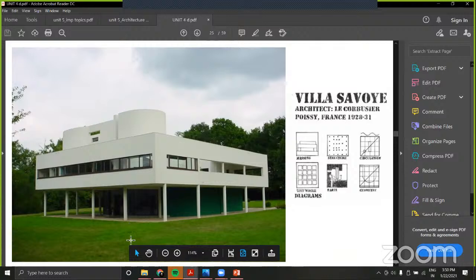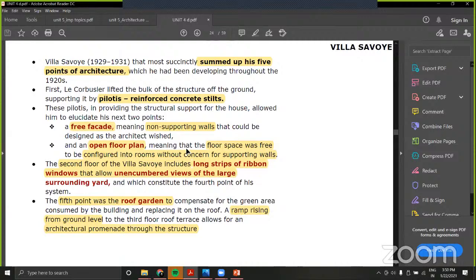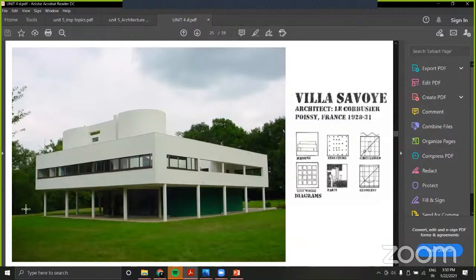He used all the stilts on the ground floor, which are called pilotis, and he has a free facade, meaning non-supporting walls that could be designed as the architect wishes. And an open floor plan, meaning that the floor space was free to be configured into rooms without concern for supporting walls. The second floor includes a long strip of windows. These are called ribbon windows.